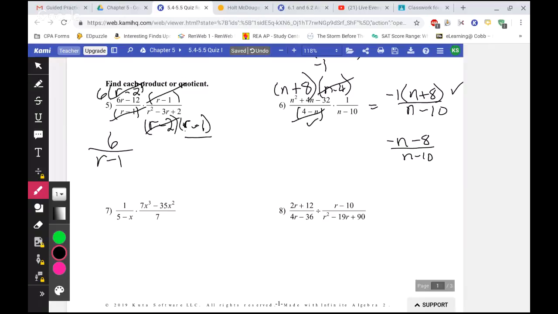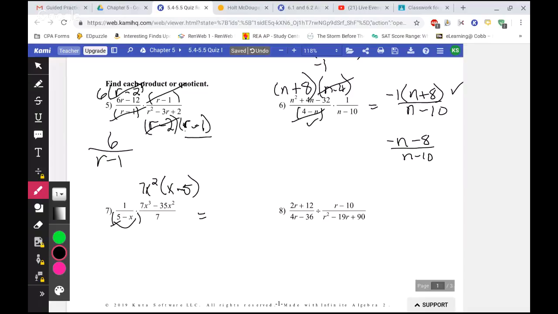And number 7 has some of the similar things, because when you factor this, you're going to end with a negative 1, I think, if I'm not mistaken. It looks like that, yeah. You can factor out a 7x squared. And that's going to leave you at x minus 5. And then it becomes the negative 1 thing again.